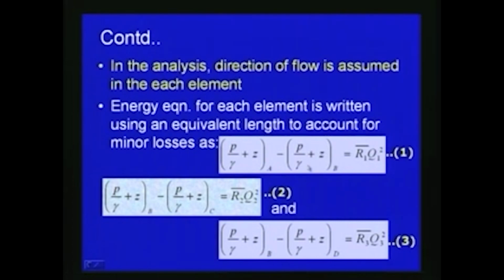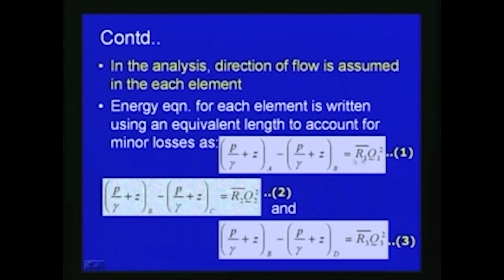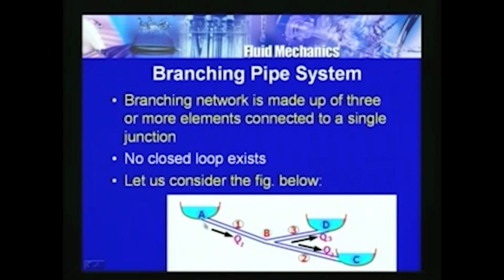If you consider the section between A and B, we can write the energy equation for each pipe element as given here. Between A and B, P by gamma plus Z at A minus P by gamma plus Z at B is equal to R1 bar Q1 square, where Z is the datum elevation at the corresponding location, A and B, and R1 bar is the equivalent resistance coefficient, as we discussed in the earlier lecture on the pipe in parallel and pipe in series systems. Similarly, equation 1 is the energy equation between A and B.